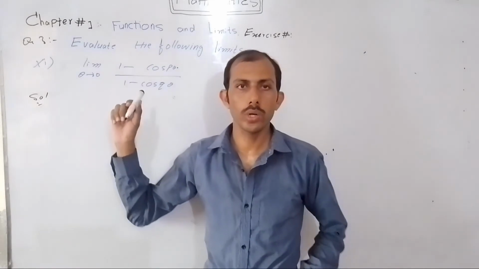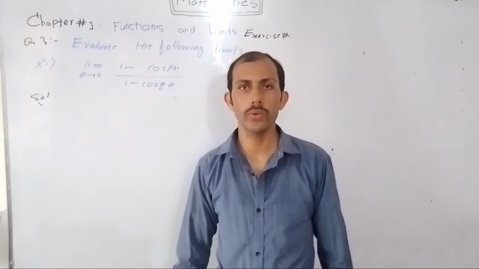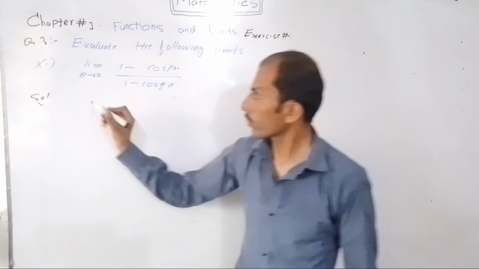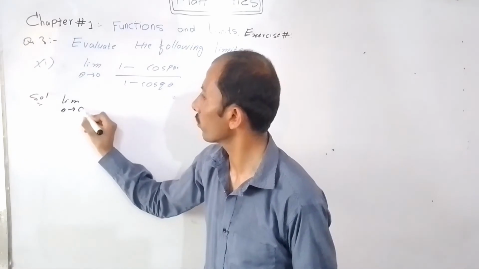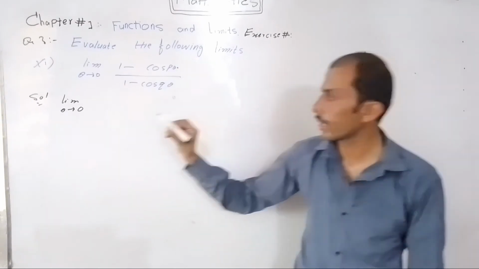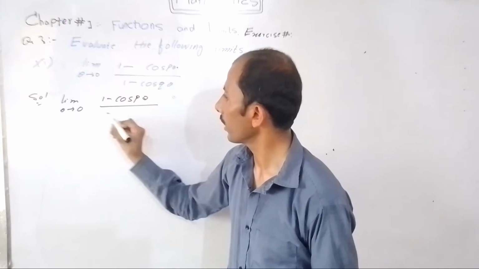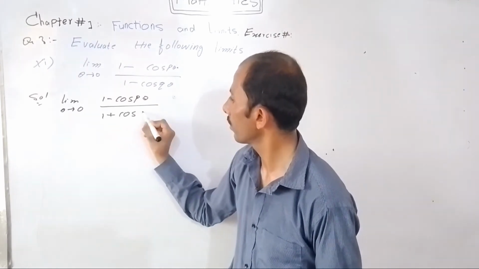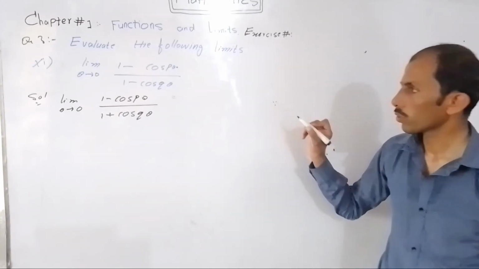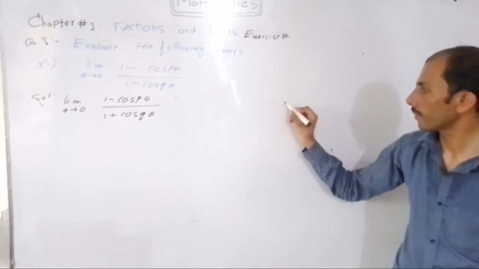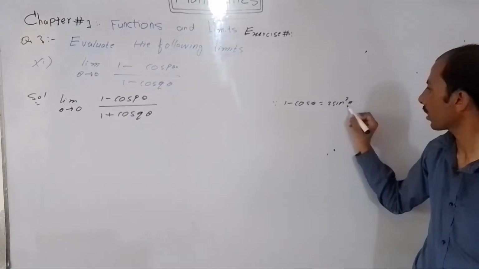Dear students, next is question number 3 part number 11, that is most relevant from the paper's point of view. Let's start. Question 11. Limit theta approaches 0, (1 minus cos p theta) divided by (1 minus cos q theta). Dear students, 1 minus cos theta is equal to 2 sin square theta over 2.